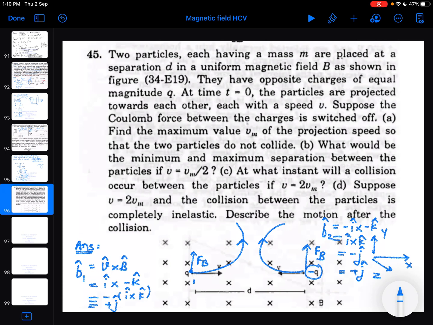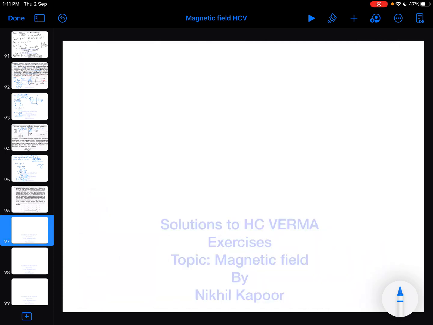Now depending upon their motion, these further questions were asked. First, the A part of the question. In the A part, it is asked to find the maximum value v_m of the projection speed so that the particles do not collide. So in the A part, what should be the maximum speed for no collision?